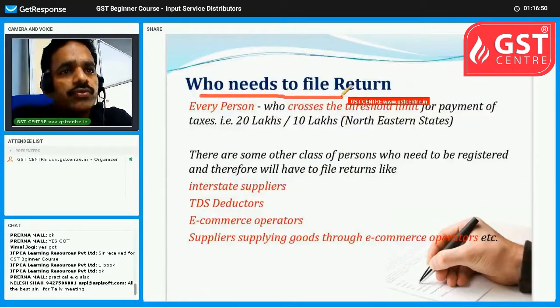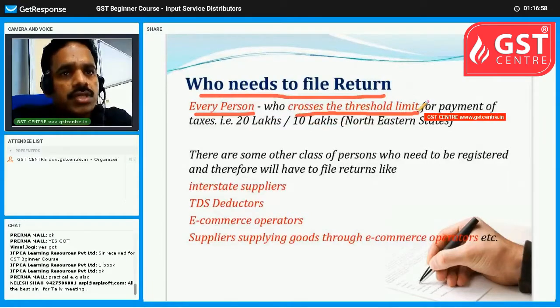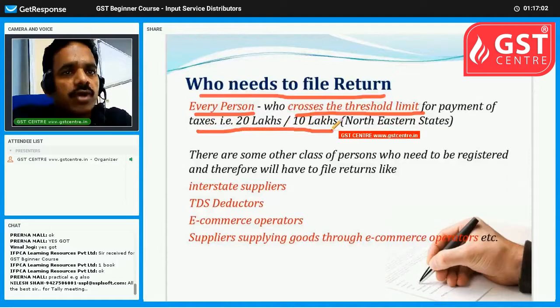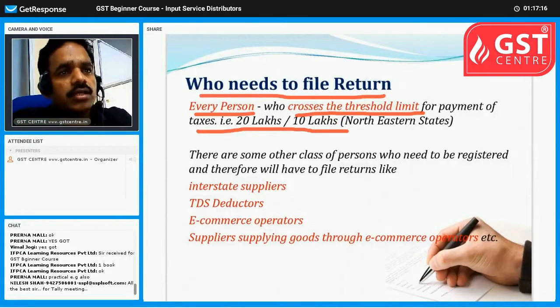Then who needs to file the return? The return should be filed by every person who crosses the threshold limit, which we have already discussed: 20 lakhs for the rest of India and 10 lakhs for northeastern states as well as Uttarakhand and Jammu and Kashmir. So those persons who have crossed the threshold limits have to file returns.